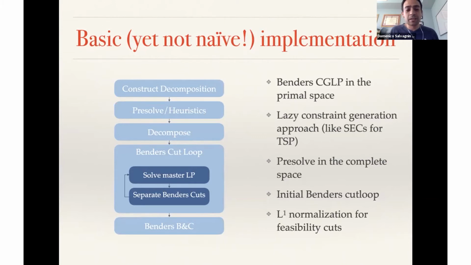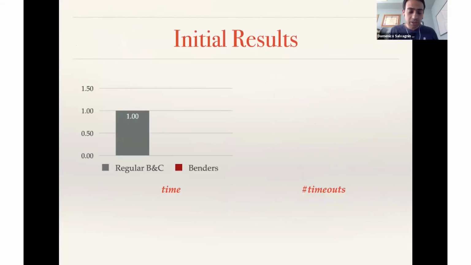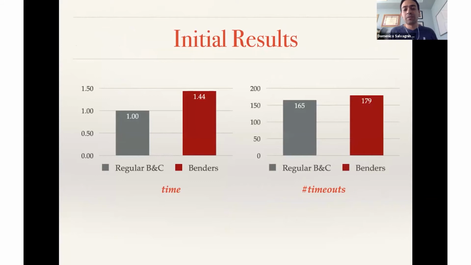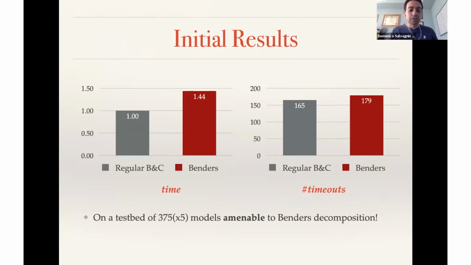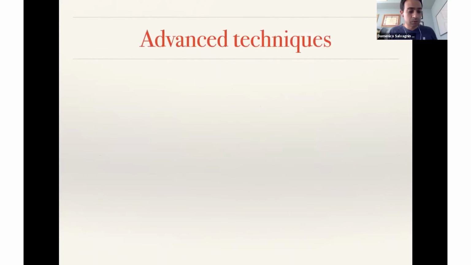And we were expecting that we could already see some good results, at least on models that were amenable to Benders decomposition. And it turns out that this was by far not the case. This initial implementation of Benders on a set of models on which we know Benders to work was almost 50% slower than regular branch and cut. And it could solve fewer models, so there were more timeouts within the 10,000 seconds time limit. This was quite disappointing because, again, this was not an average testbed. It was a testbed of problems which are known to be good for Benders decomposition. So clearly, you need much more to have a state-of-the-art and robust implementation of Benders. And in the rest of the talk, I will try to describe what we had to add on top of this initial implementation to come up with something that actually works.